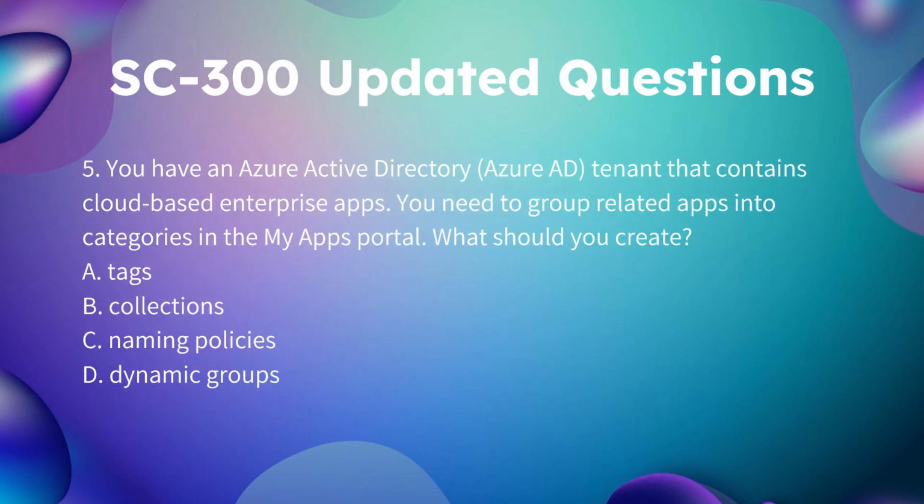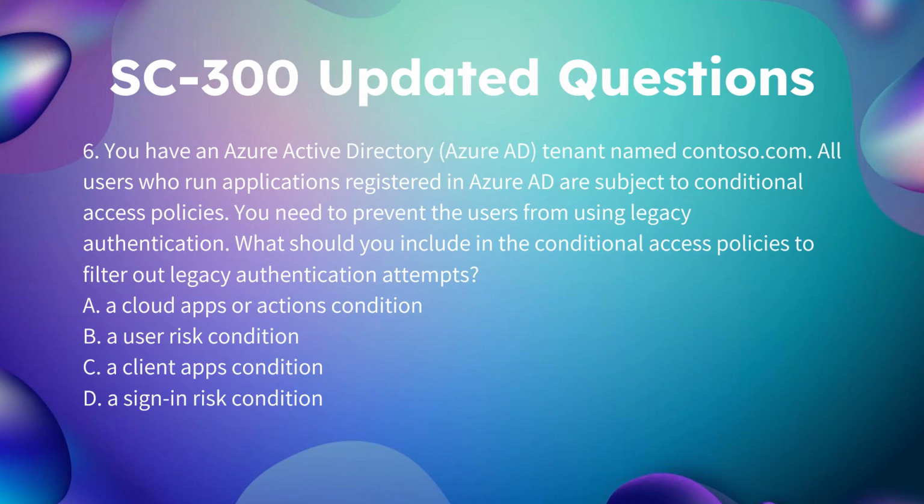5. You have an Azure Active Directory, Azure AD tenant that contains cloud-based enterprise apps. You need to group related apps into categories in the My Apps portal. What should you create? A. Tags. B. Collections. C. Naming policies. D. Dynamic groups.